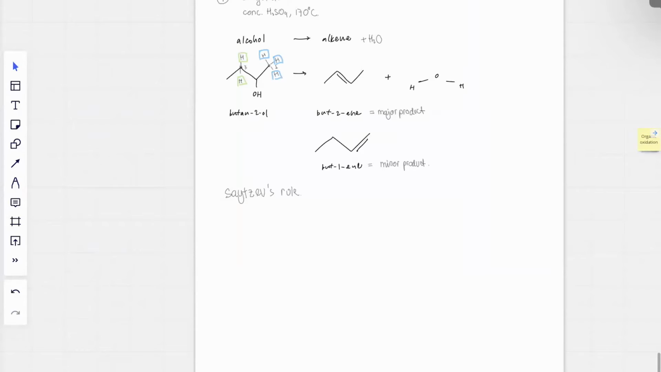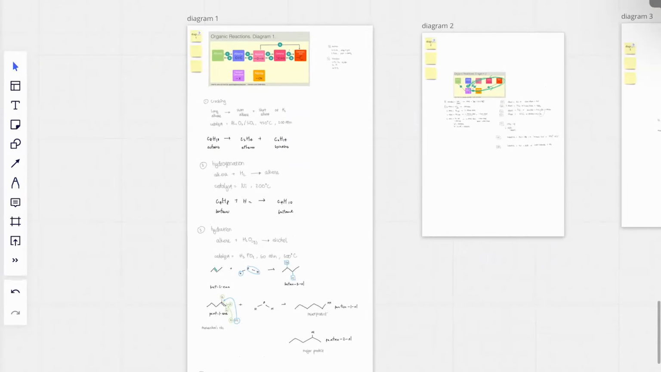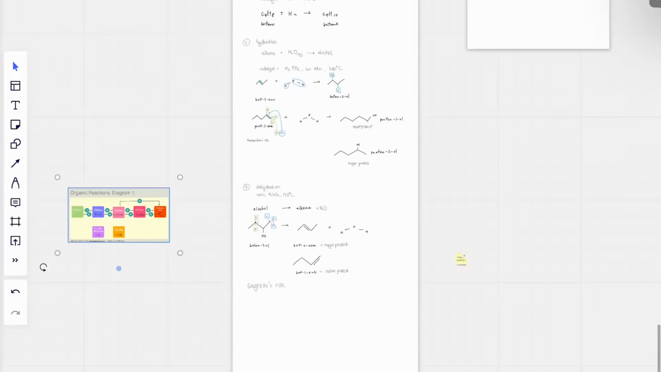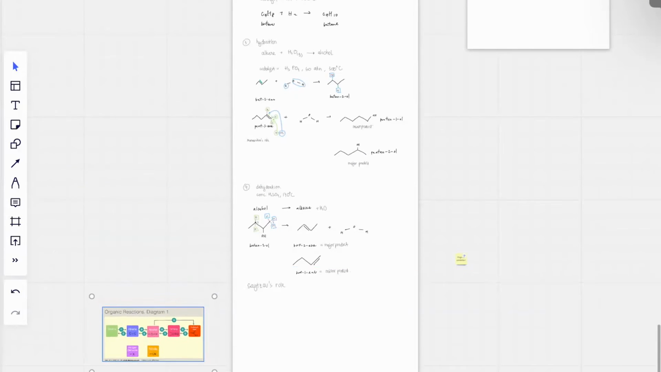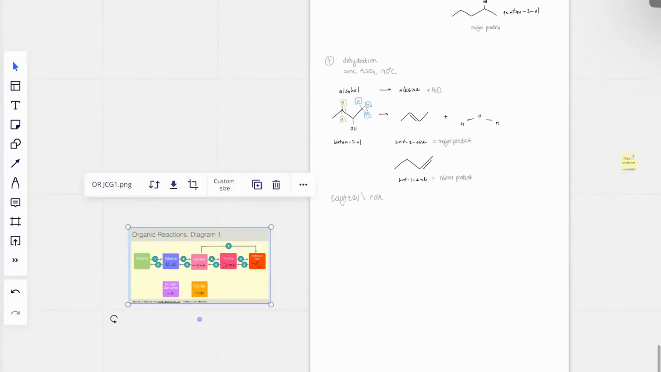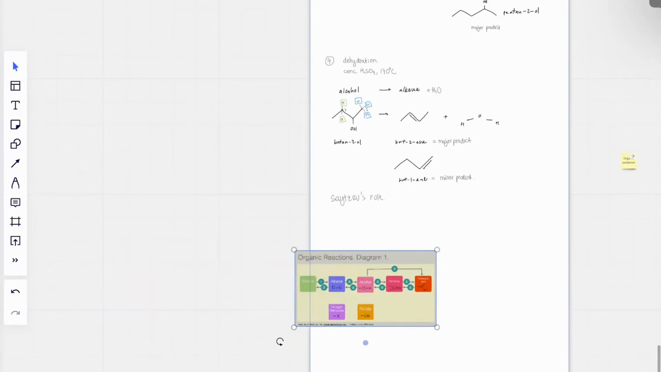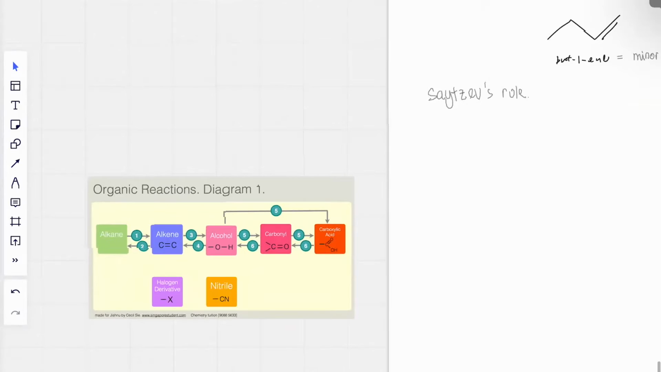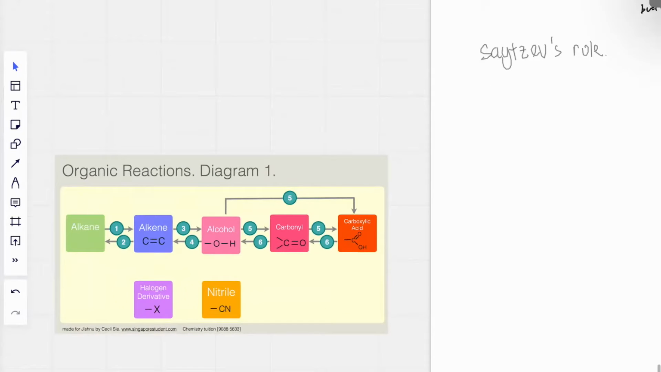Number five. I think I duplicate this one. Number five is here. Number five is alcohol to carboxylic acid or to carbonyl.